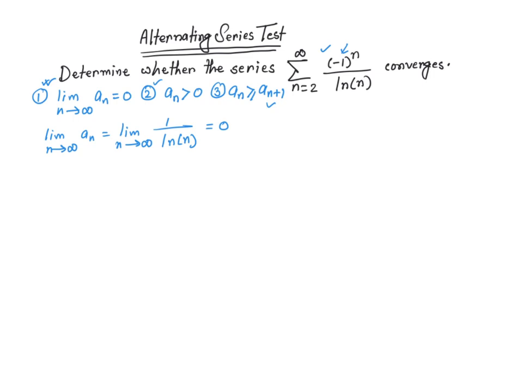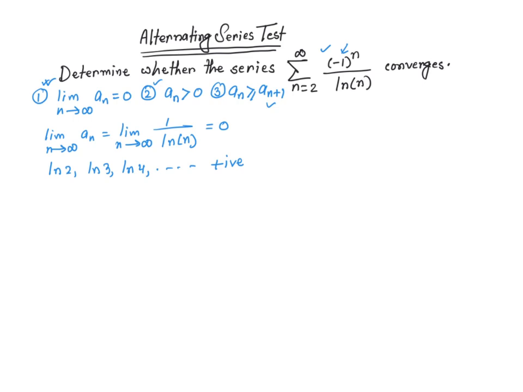Number two, we start from 2, right? So ln of 2, ln of 3, ln of 4, and it keeps going. These are all positive, okay? So we are good there.